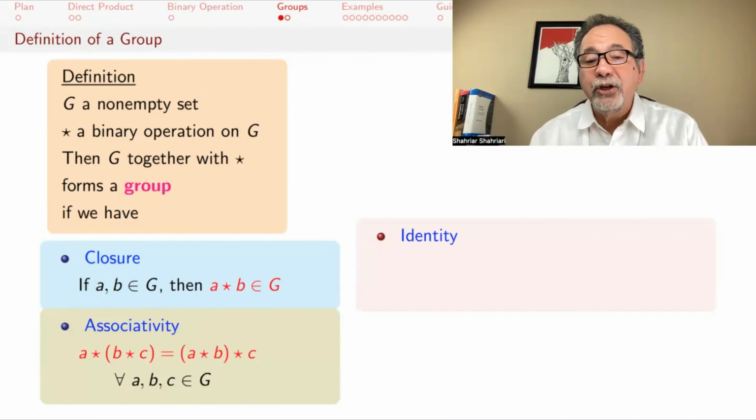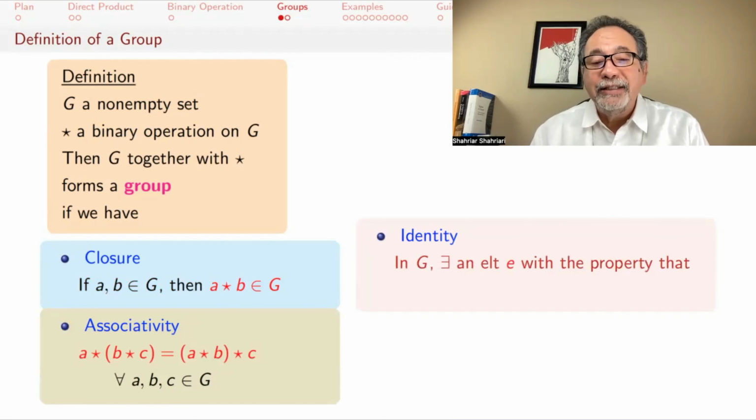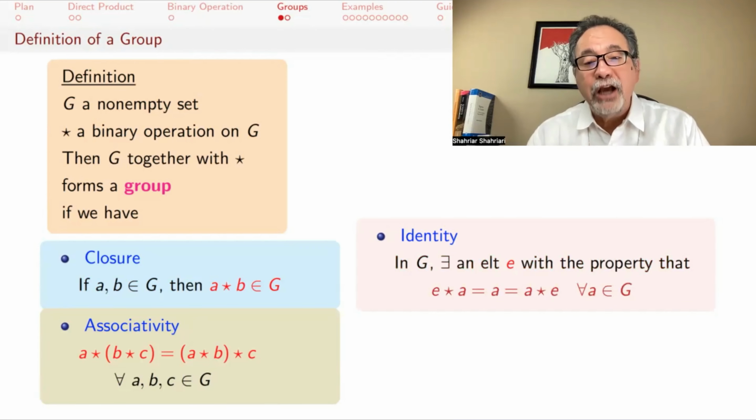You should have something called identity. I like to call the identity E. When you walk in a group, you will know you're running into an identity if it has the property that when you apply the operation E star A or A star E, you get A. Multiplying by E doesn't change anything and you get the other guy back.